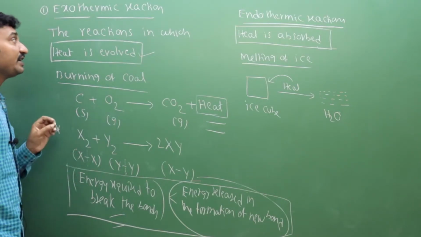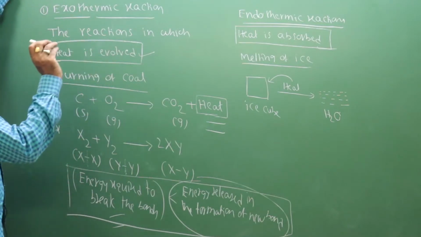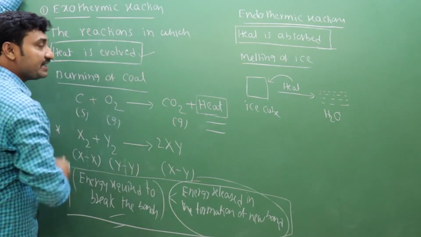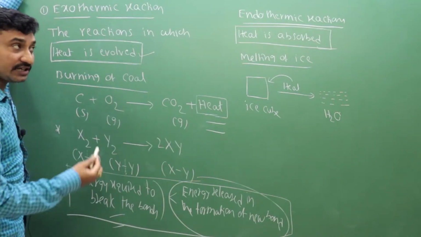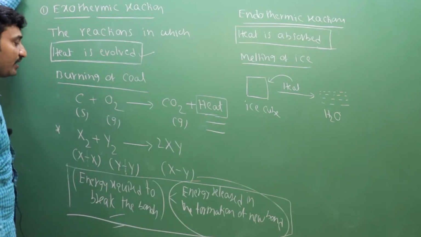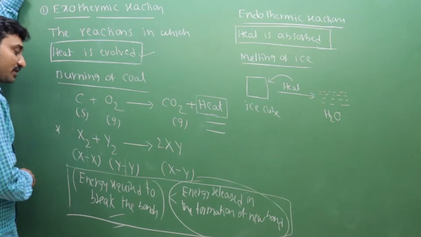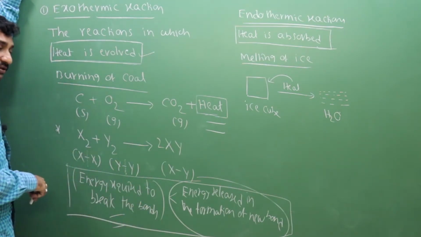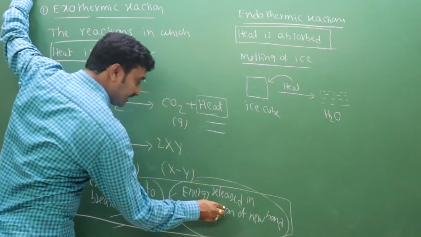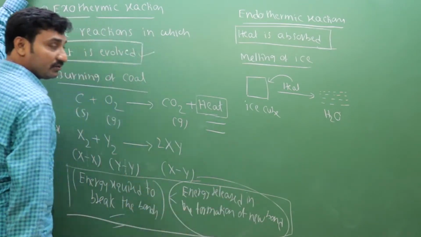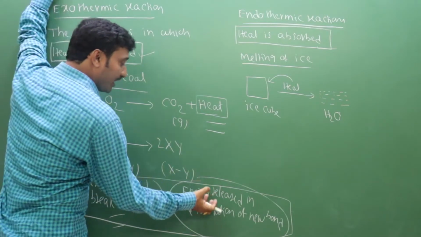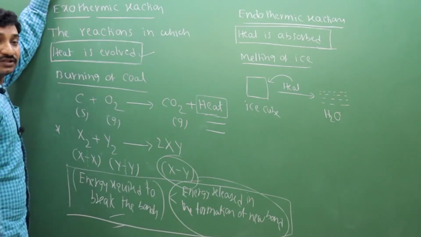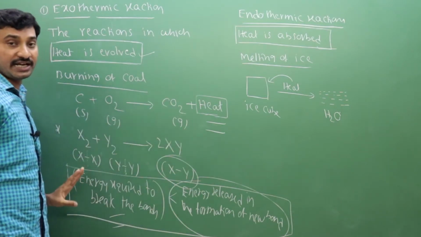So finally, the important point: what is an exothermic reaction? If heat is evolved during the process, that is an exothermic process. In the exothermic process, the energy required to break the bonds is less than the energy released in the formation of new bonds. More energy is released in the formation of new bonds, comparatively, so that is an exothermic reaction.